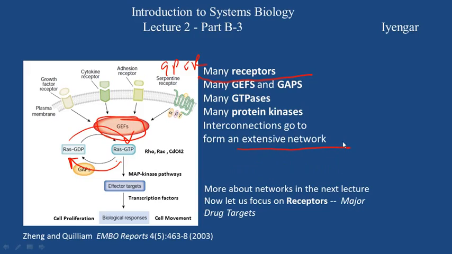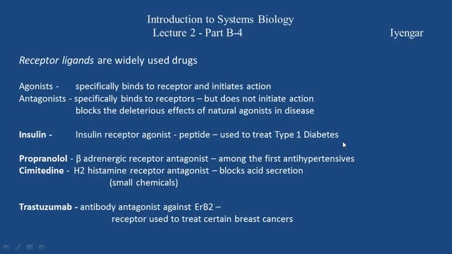Here, let me move on from the basic process of signal transduction to focus on receptors. You can see that because signal transduction pathways involve signal flow, they are major targets for drugs for a variety of diseases. Receptor ligands are widely used as drugs. That's because you just need to get the ligand into the bloodstream and they can bind to the receptor at the outside of the cell surface.